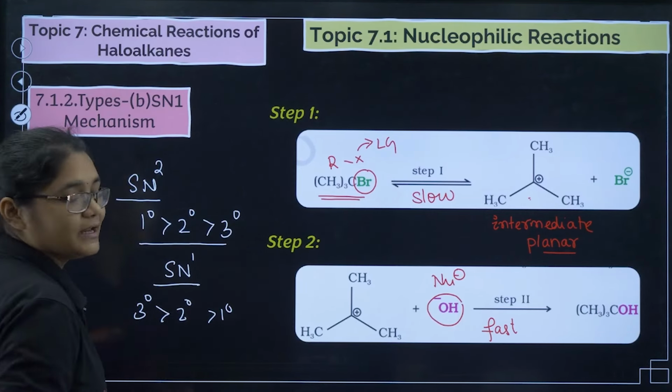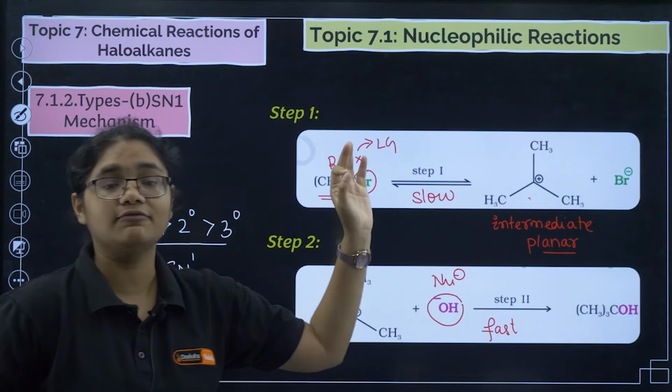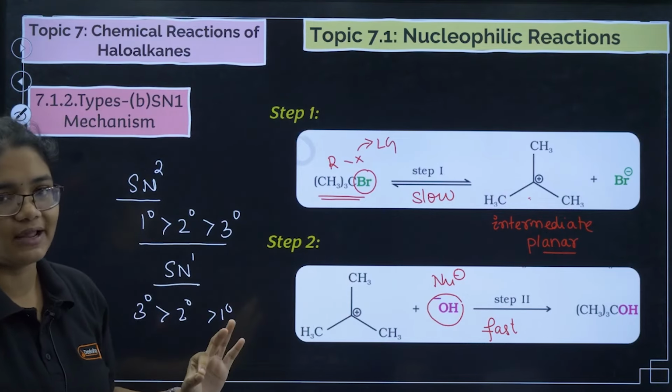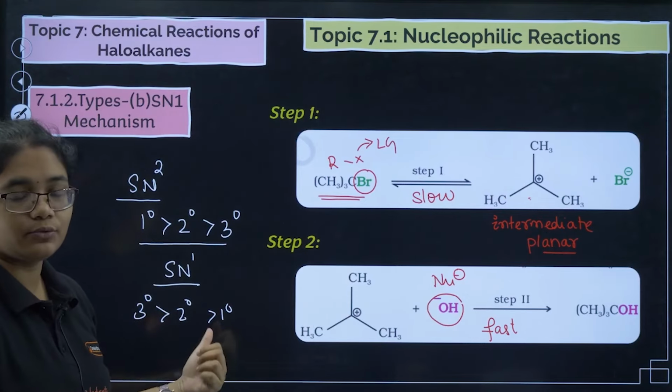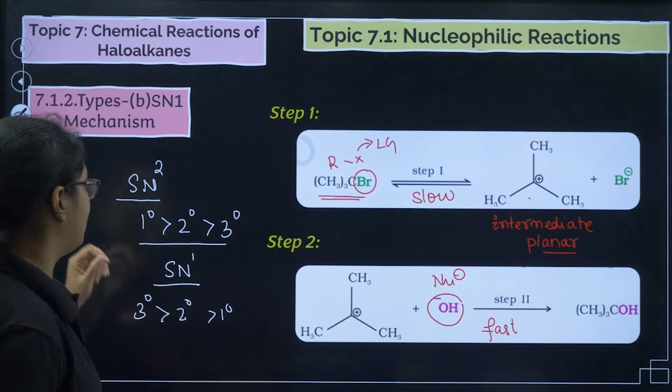There the reason was steric hindrance is less in 1 degree, and here since the carbocation is formed, the stability of the carbocation will determine the order of the reaction, and 3 degree is more stable than 2 degree, 2 degree is more stable than 1 degree. So this is the order for the SN1 reaction.